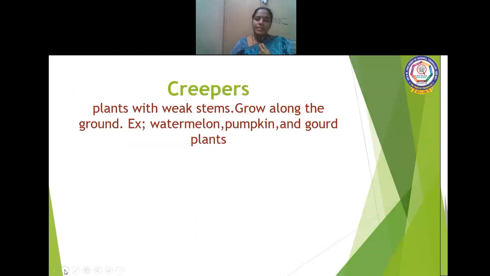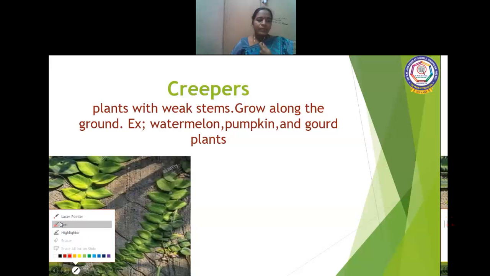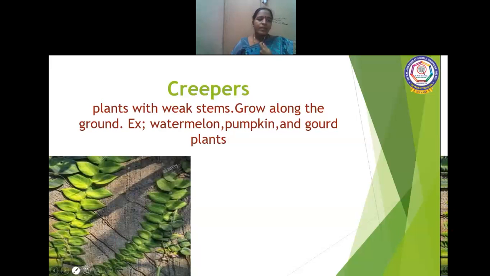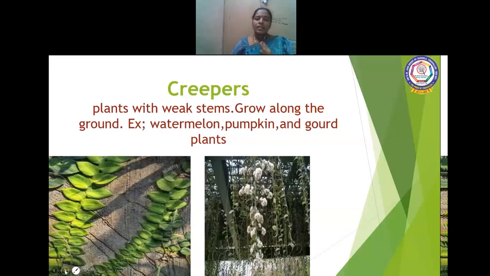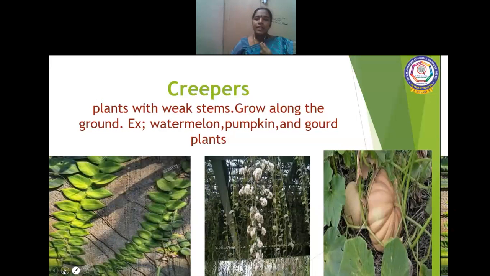Let me see creepers. These plants have weak stems. They grow along the ground. Watermelon and pumpkin are the examples. You can see this plant will grow along the ground. Okay? Pumpkin.